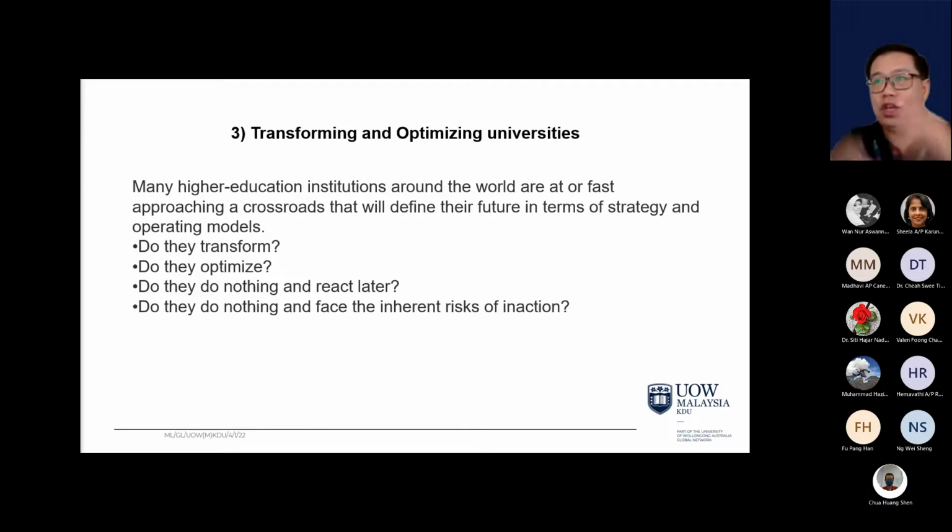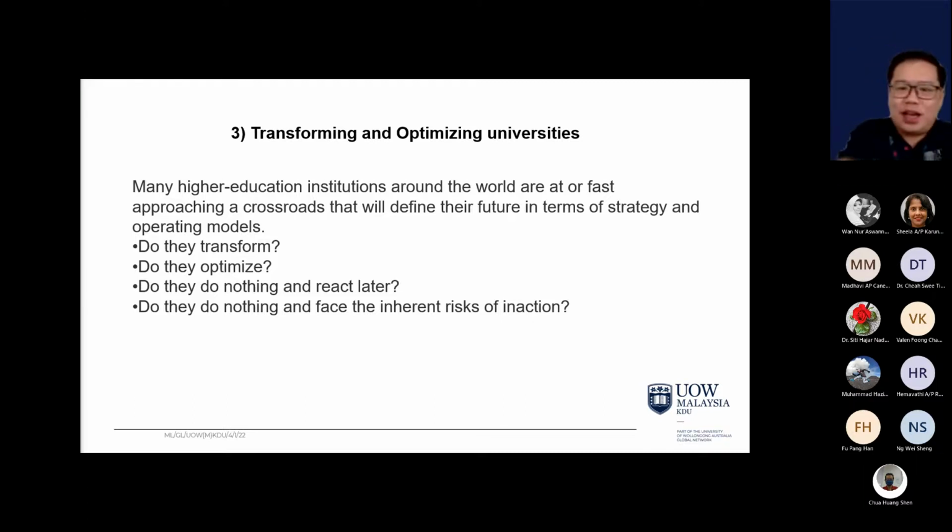So at this current stage, why is transformative learning such a critical aspect? Because at this crossroads, we need to decide what will happen if we stay in the status quo, and if we are to change, what are we to change to? So the question is, do they transform? Universities are asking, do we transform? Do they optimize? How do I optimize? Do they do nothing and react later?